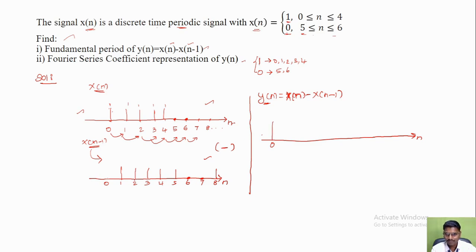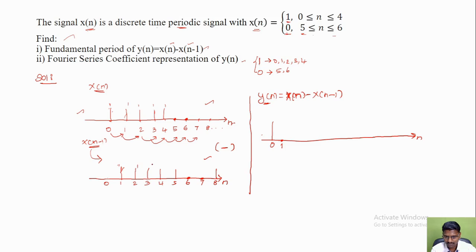Next, let me go to the first sample of x of n and x of n minus 1. Now I am subtracting these two things. Here it is 1, and for x of n minus 1 it is also 1. So 1 will get cancelled, so I will get 0 here, right? Next, comparing x of n second sample with x of n minus 1 second sample, here it is 1, here it is 1. So 1 will get cancelled.